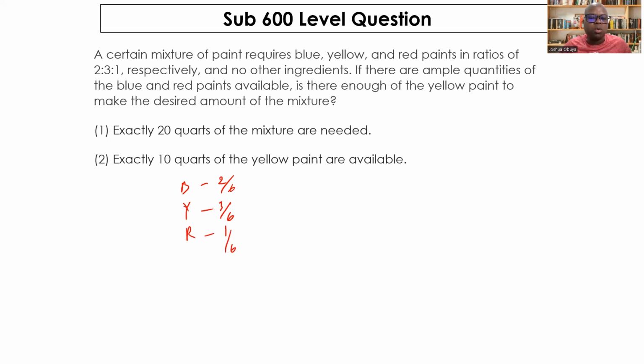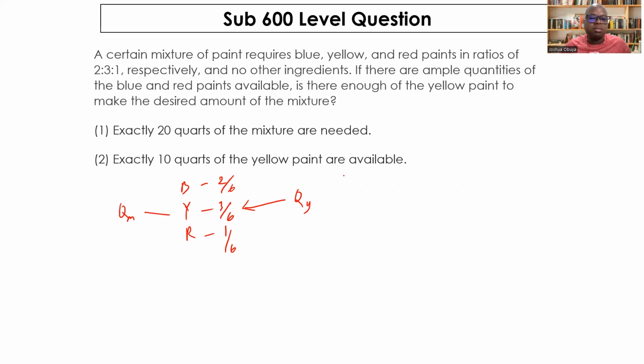So we need to get a quantity to be able to determine what this is, the quantity of the whole mixture, and also the quantity of yellow itself. So we need two values to be able to determine sufficiency: QM, the quantity of the whole mixture, and QY, the quantity of yellow itself. Are we able to get the quantity of yellow given the mixture? Are we able to get the quantity of the mixture given either of the values? That's what we need to determine.